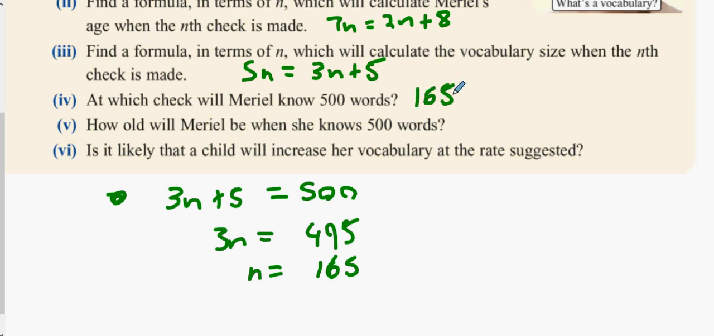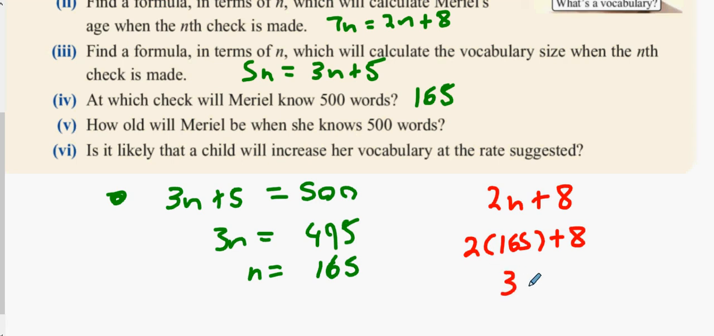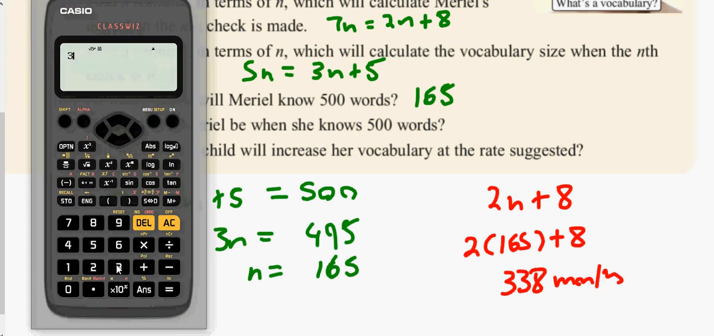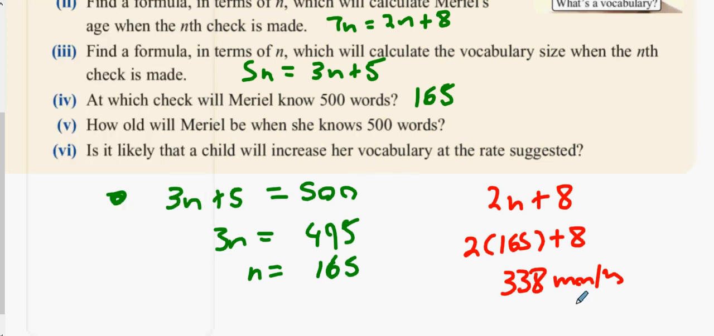How old will she be when the n value is 165? 2n plus 8, is it? Yeah, T165 is 2 times 165 plus 8. That's how many months she is. 338, is it? Yeah. Now, 338 months, divide that by 12. No doubt we see the flaws in this system, don't we? She's going to be 28 years old, still getting the checks.